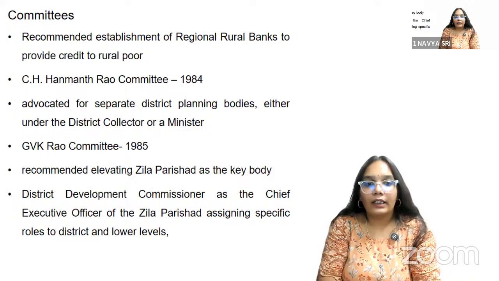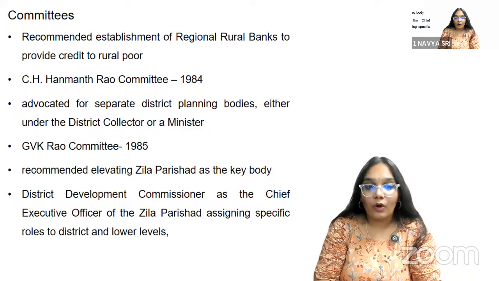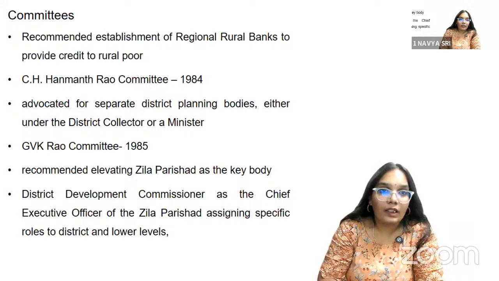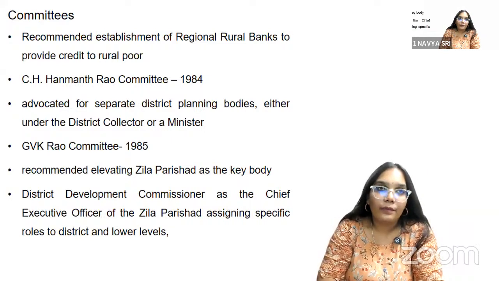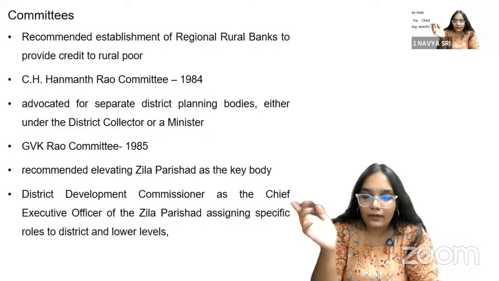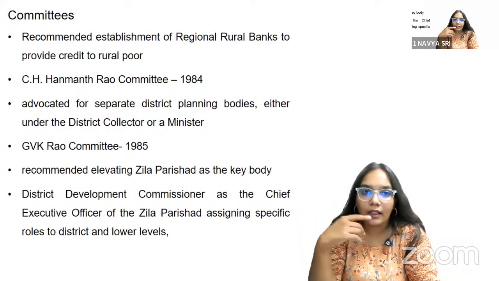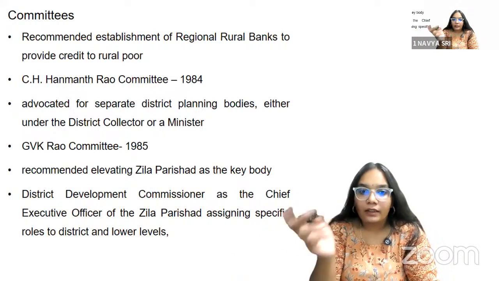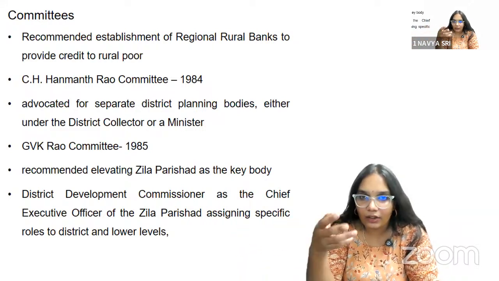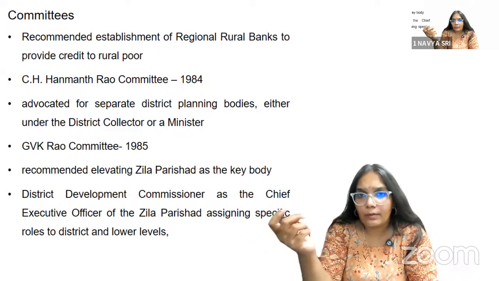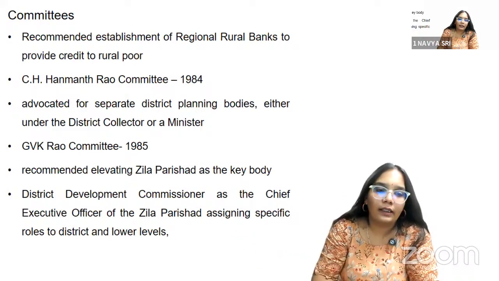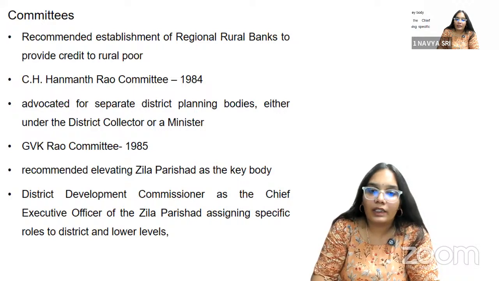Then the Hanmant Rao Committee in 1984 advocated for separate district planning bodies, either under the district collector or a minister. So they called for a district level planning committee to be established, other than the executives at the rural levels, other than the other functionaries. So this separate district planning body has to be established so that it can be put under the district magistrate or the collector or even a minister, to look after better development of the grassroots level institutions.